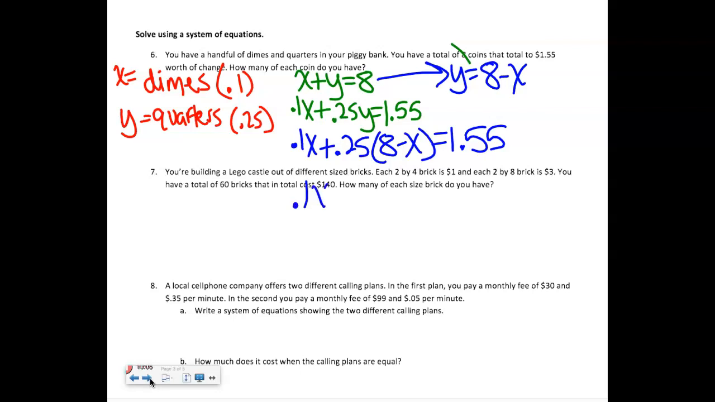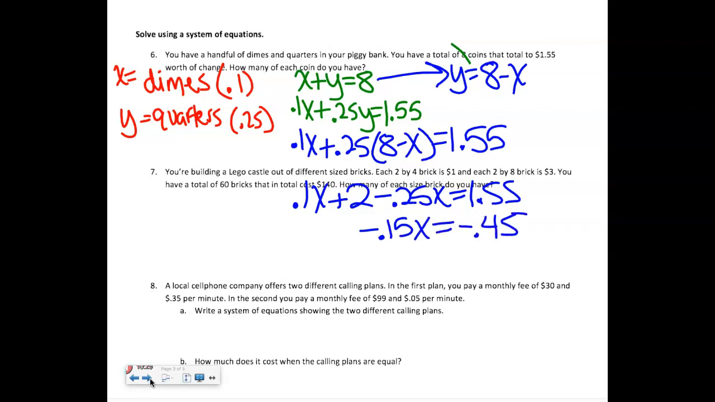So I'm going to have 0.1x. I'm distributing, so I'm going to have 0.25 times 8, which is 2. That 0.25 to this negative x, so I'm going to have negative 0.25x equals 1.55. I'm going to subtract the 2 over, combine my x's, so I'm going to have negative 0.15x equals negative 0.45. Okay. Our last step is we're going to divide, and x is going to equal 3.